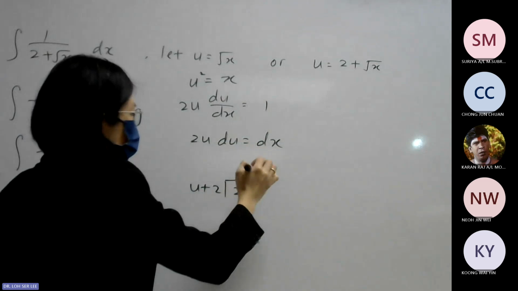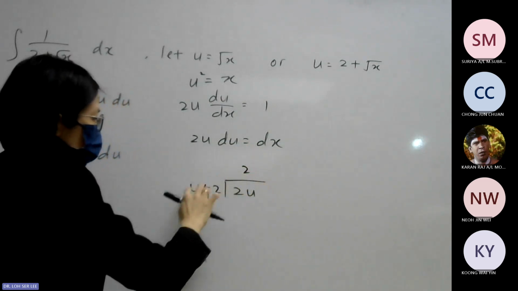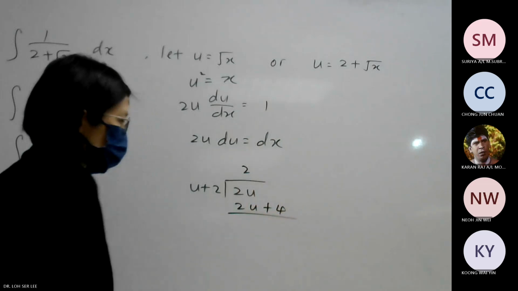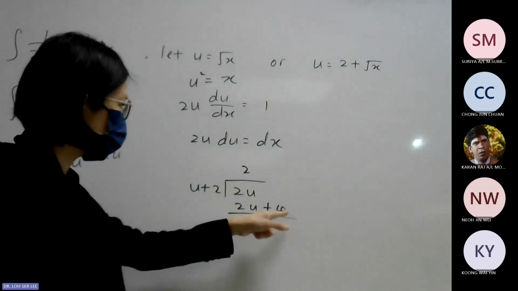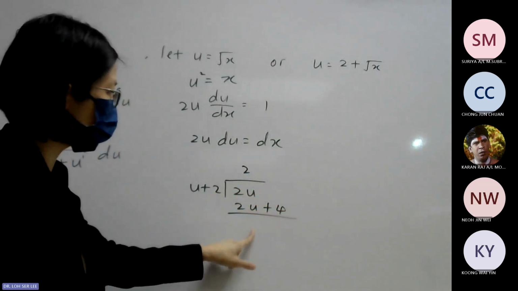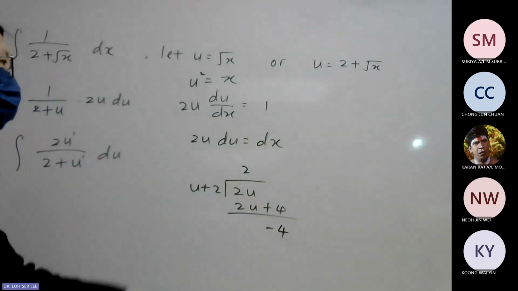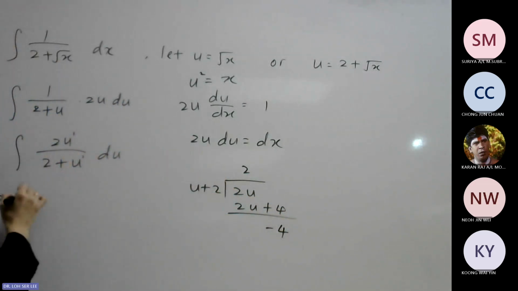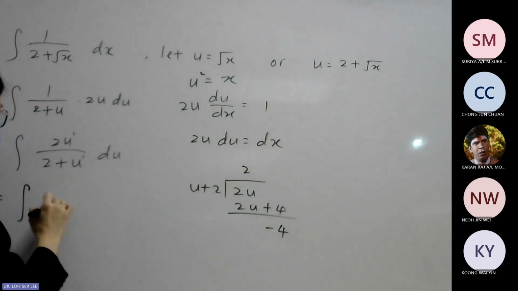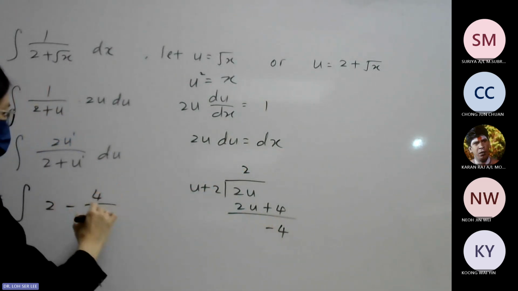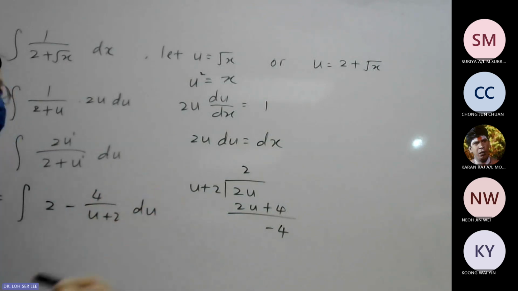So now we multiply the 2 to this function and you have 2u plus 4. This function minus this function: 2u minus 2u, no more u. 0 minus 4, you get negative 4. So this will be equal to 2, and the remainder is minus 4 over u plus 2.